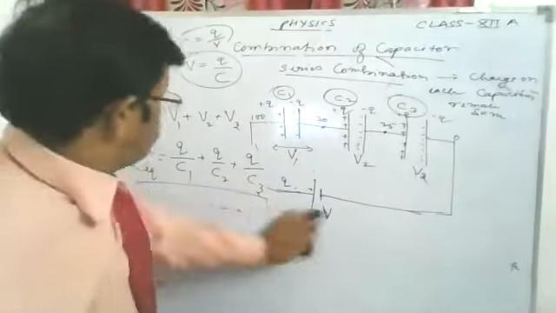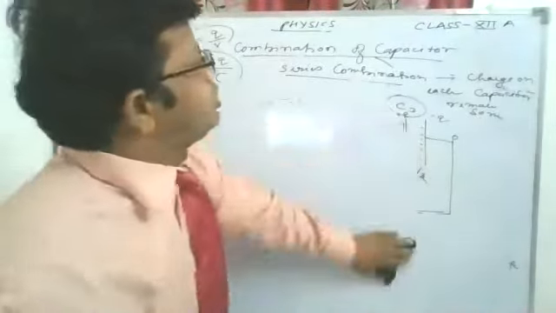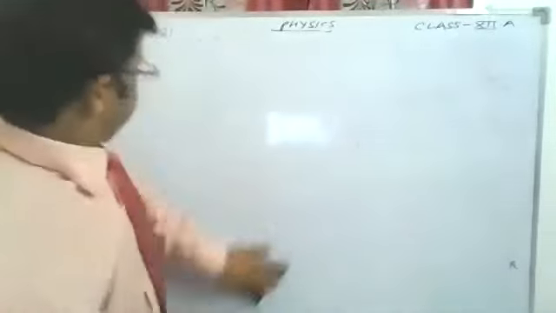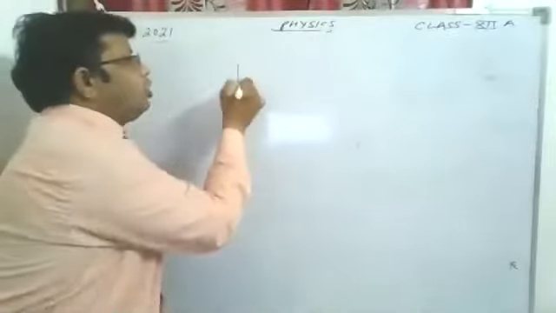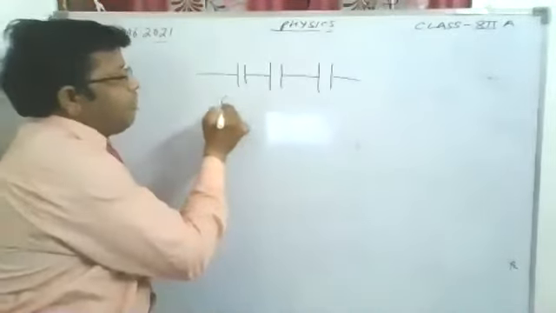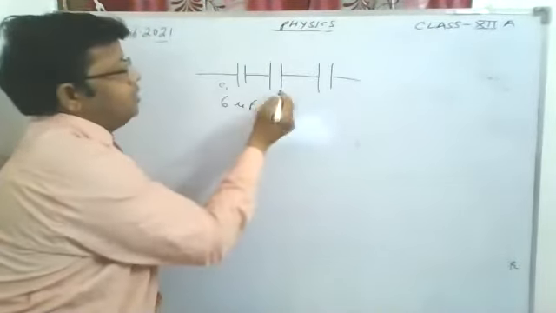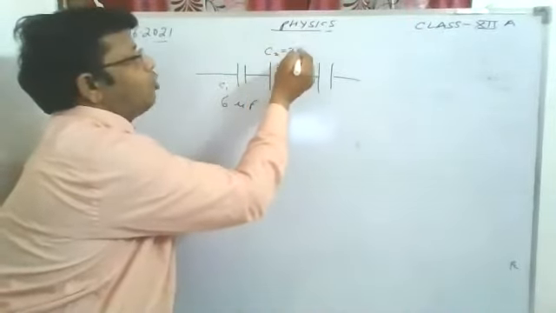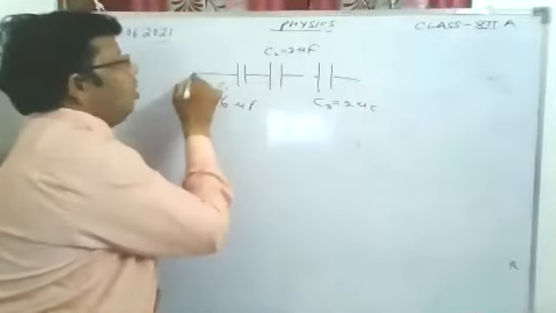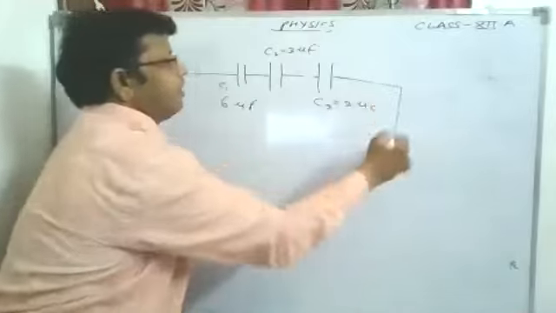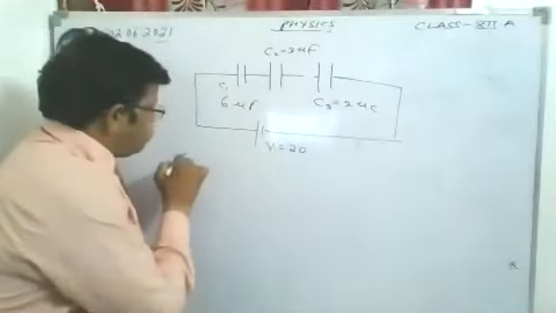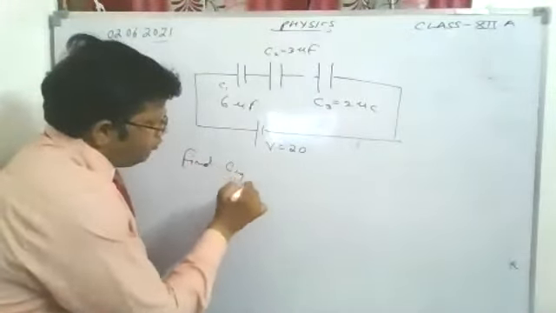Now let us solve some numerical problems related to this one. Let us see here, if three capacitors are connected in series, the first one is 6 microfarad. What is the capacitance of the second one? 3 microfarad. And what is the capacitance of the third one? 2 microfarad. Now, what is the effective capacitance of the circuit? First one. What is the voltage supply? 20 volts. Find C equivalent. First question.